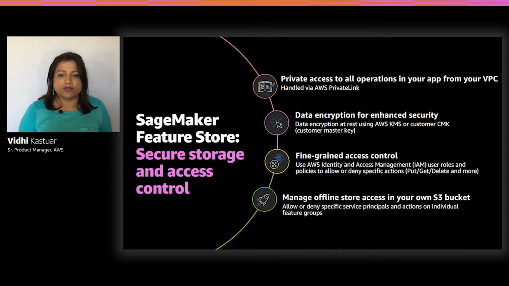SageMaker Feature Store supports IAM user roles and policies, so you can allow or deny specific actions both for the control plane as well as the data plane APIs. And you manage the offline store access in your own S3 bucket. So you can allow or deny specific service principals and actions on individual feature groups.